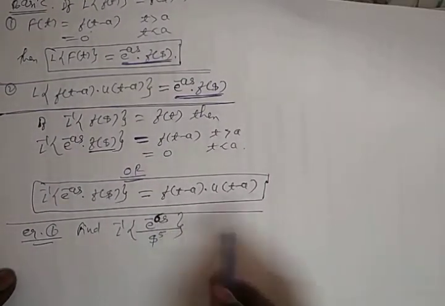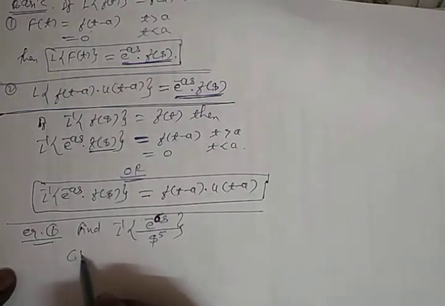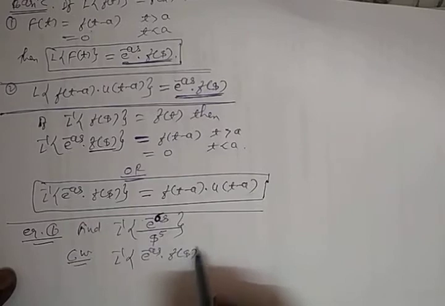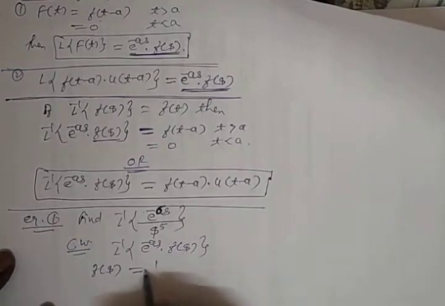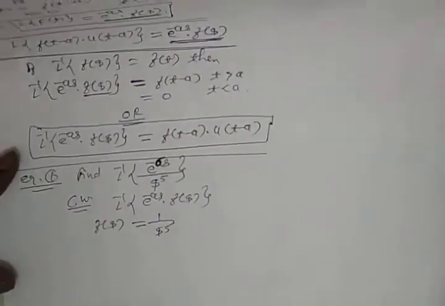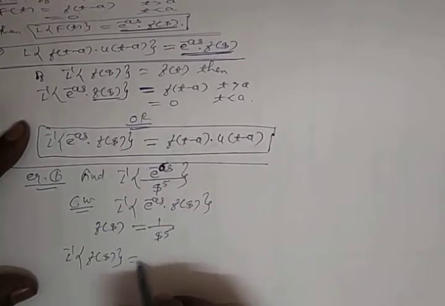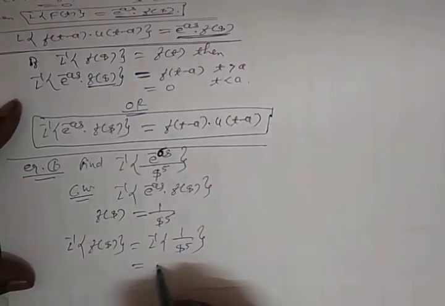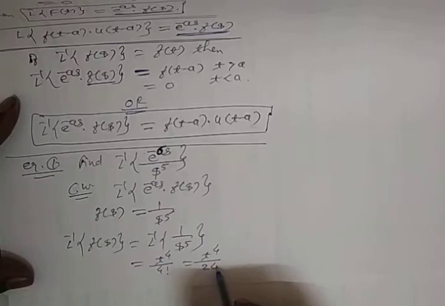So definitely this is the example of second shifting property. By e raised to minus 6s we can easily understand this. So comparing with Laplace inverse of e raised to minus as into f of s, what we get here? So here we get value of f of s as 1 upon s raised to 5, isn't it? So once you get the value of f of s, then just find the Laplace inverse of this. So Laplace inverse of 1 upon s raised to 5 can be written as t raised to 4 upon 4 factorial, and that is nothing but t raised to 4 upon 24. So this is the f of t that we have got.